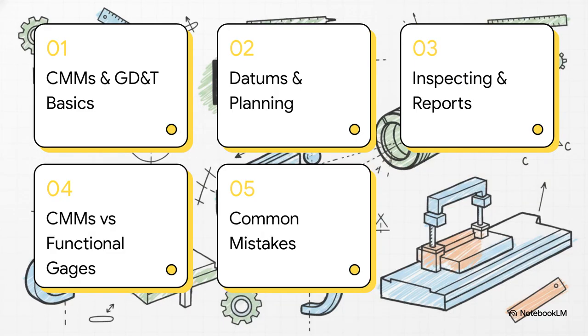To get there, here's our structural roadmap for today's explainer. First, CMMs and GD&T basics. Second, datums and measurement planning. Third, inspecting controls and reports. Fourth, CMMs versus functional gauging. And we'll wrap up with number 5, common inspection mistakes.